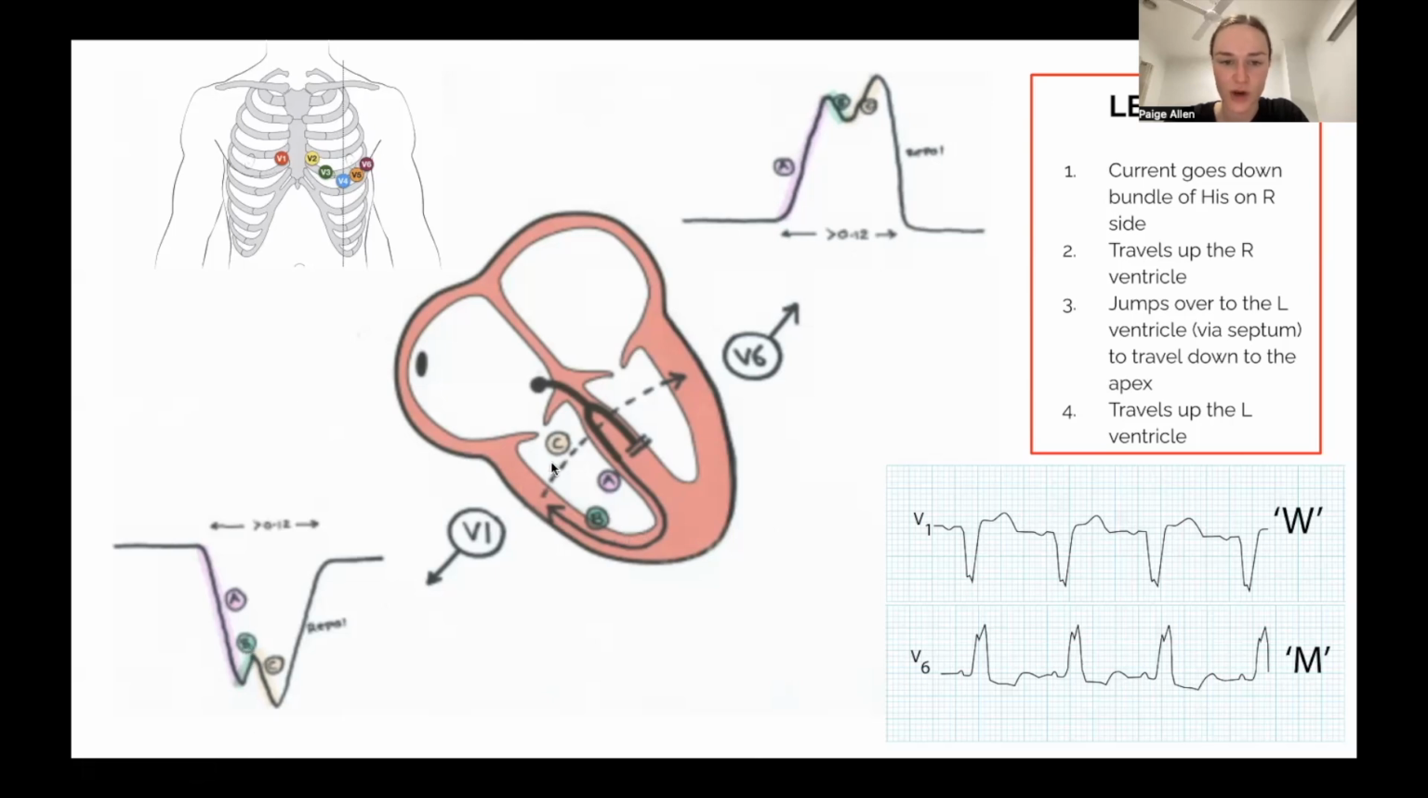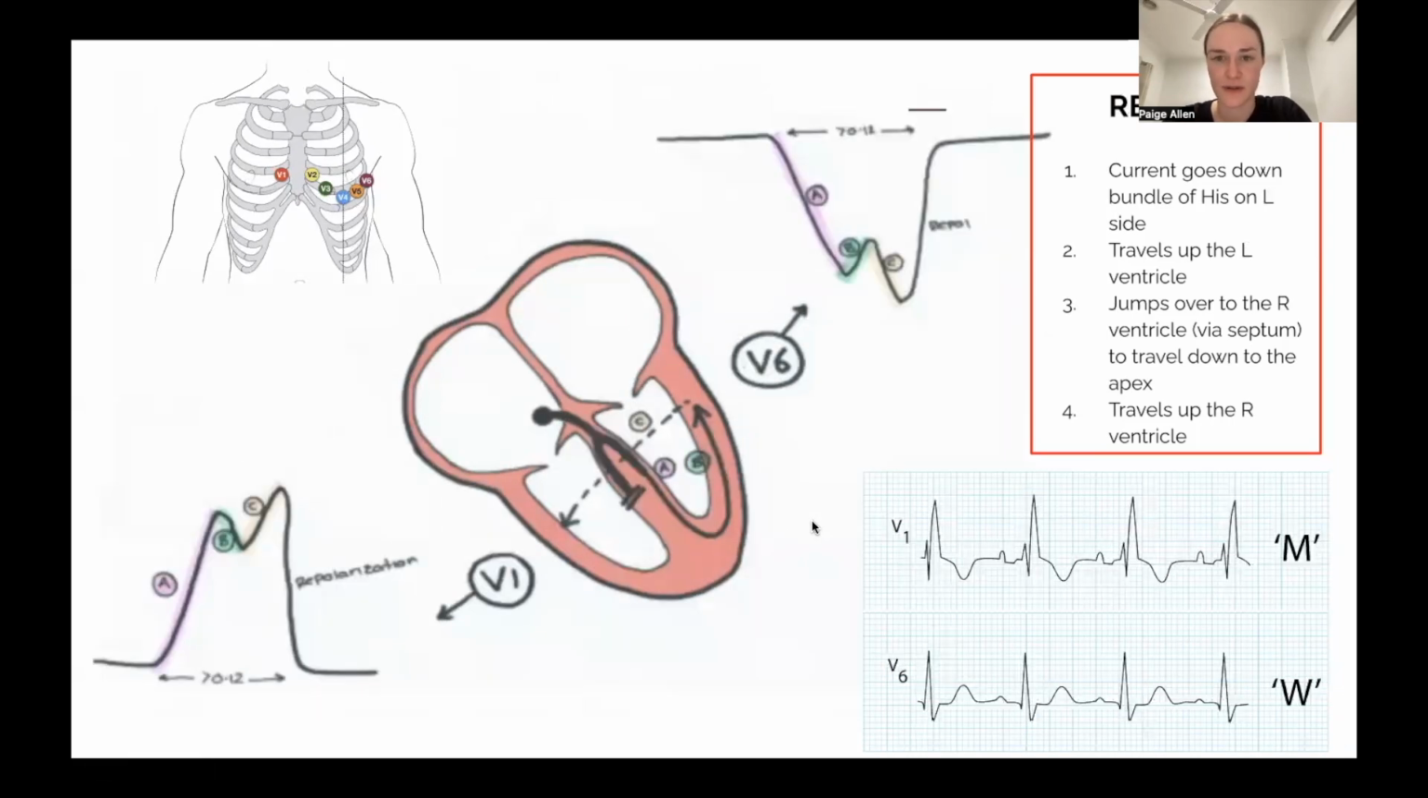And then as it's going across now towards the left-hand side of the heart, so now going over this way, it's going to go negative again, and then it'll be back to normal. So that's why you kind of get that deflection, because it's jumping to the wrong side compared to what you would normally see in a QRS complex.